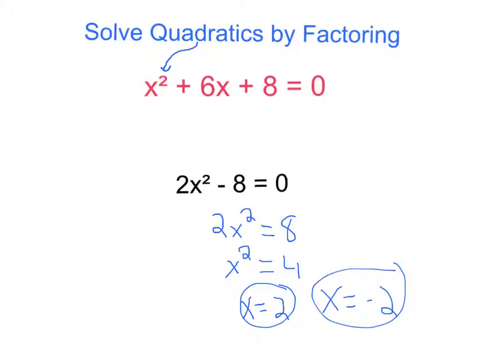Now, we can no longer use those steps to solve these types of quadratics that you're going to learn today, and that's because we have that middle term 6x. Anytime we have a middle term, we have to solve the quadratics a different way, and today we're going to solve by factoring.